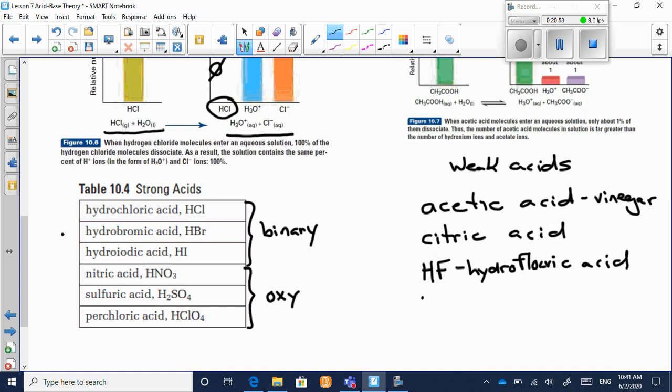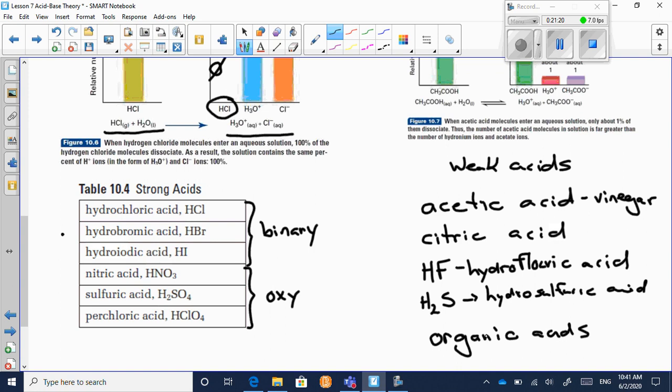Hydrofluoric acid, H2S, which is hydrosulfuric acid, is also weak. But there are many, many. I'm not doing justice here. There probably are 100 weak acids. In fact, all of your organic acids are weak acids, and there's many, many organic acids. Okay, so most acids you come across are weak acids.